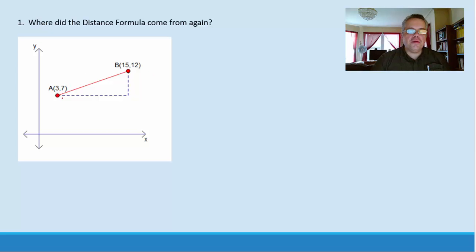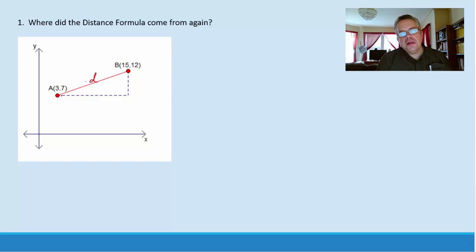We have a little diagram here. We want to find the distance between A and B, and that would be the length of this red segment here. So usually we call it C because it's the length of the hypotenuse, but because I'm interested in distance, this time I'm going to call it D. Then we get to use the Pythagorean theorem to find out what D is.